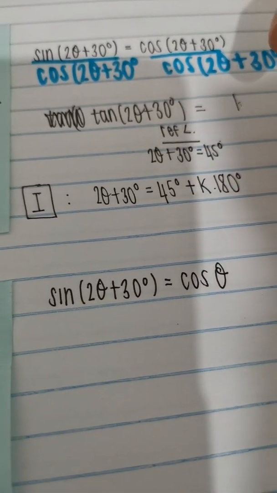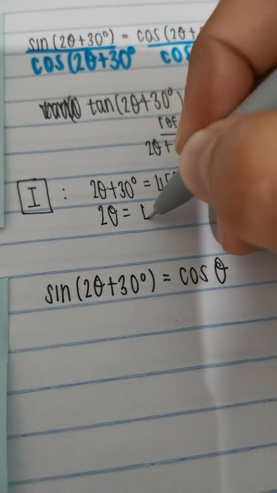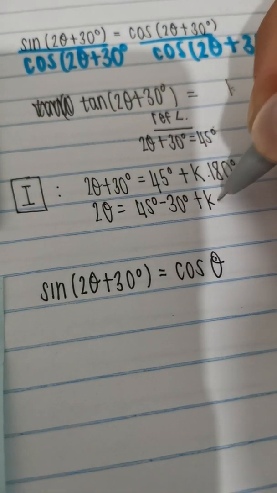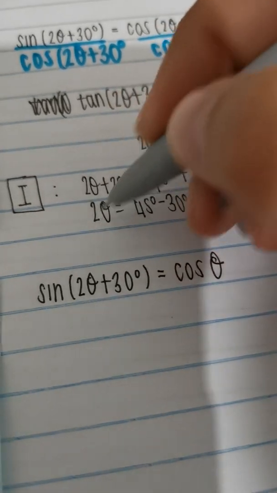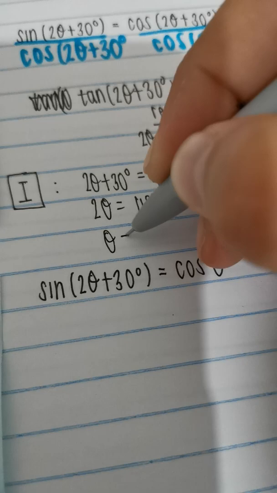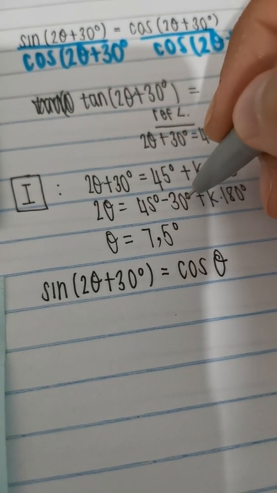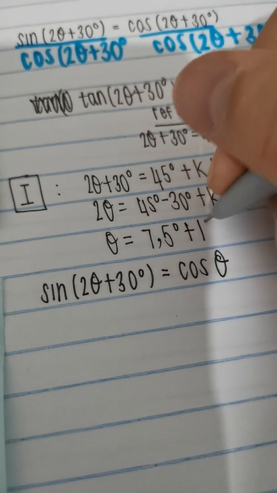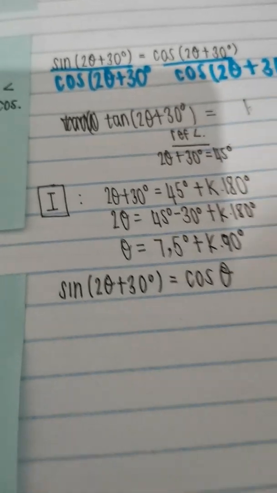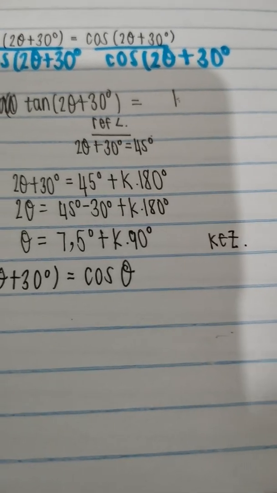Once you get to this point, we just need to simplify or solve. So I end up with 2 theta equals 45 degrees minus 30 degrees plus k times 180 degrees. Divide everything by 2, so I end up with theta is equal to 7,5 degrees, because 45 minus 30 is 15, and 15 divided by 2, plus k times 90 degrees. When we do general solution, please don't forget to add k is an element of integers.